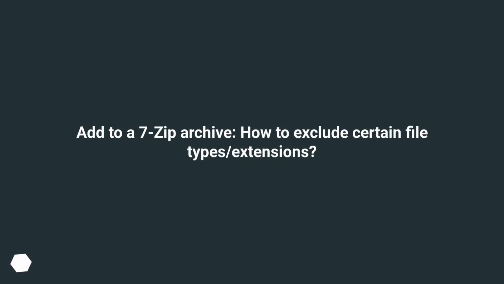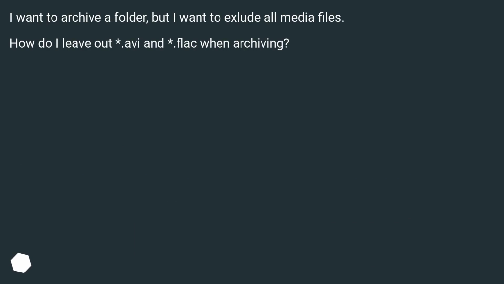Add to a 7-zip archive. How to exclude certain file types / extensions. I want to archive a folder, but I want to exclude all media files. How do I leave them out at the end when archiving?